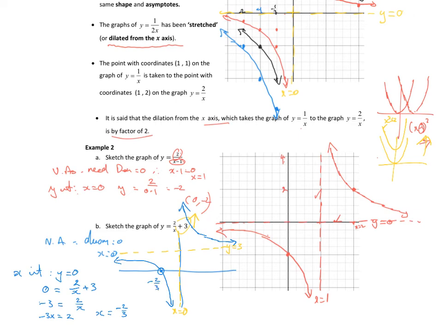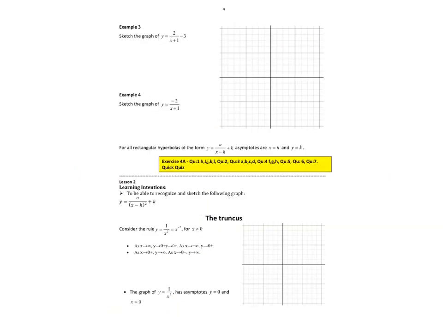So that plus 3 there shifted the graph up 3 units. Nothing there with the x value, so the asymptote stays the same, and then we just find our x and y intercepts. Let's do 2 more graphs here while we can.